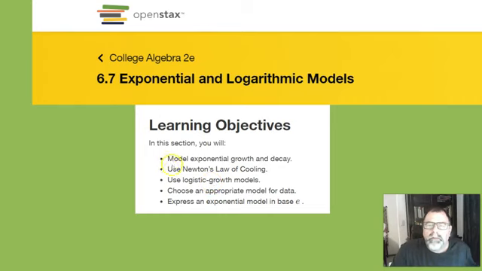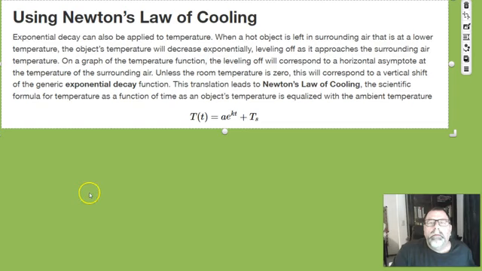Okay, on to our next learning objective. Use Newton's law of cooling. Okay, exponential decay can also be applied to temperatures. When a hot object is left in a surrounding air that is at a lower temperature, the object's temperature will decrease exponentially, leveling off as it approaches the surrounding air temperature.